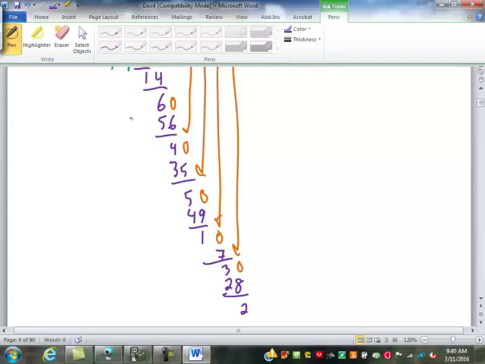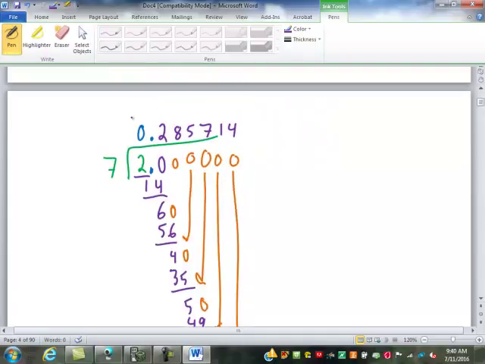The pattern's going to keep going. Starting with a 2, it's going to keep going the same no matter what. So this is going to be 0.285714, 285714, 285714, so on and so on. So it is 0.285714 with a bar over the whole repeating block.